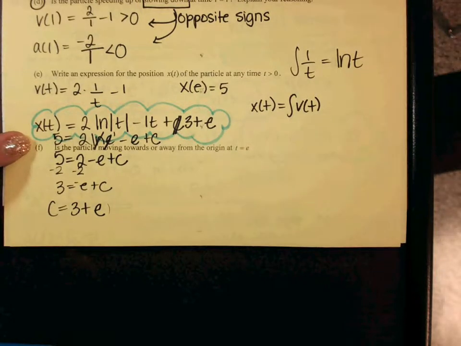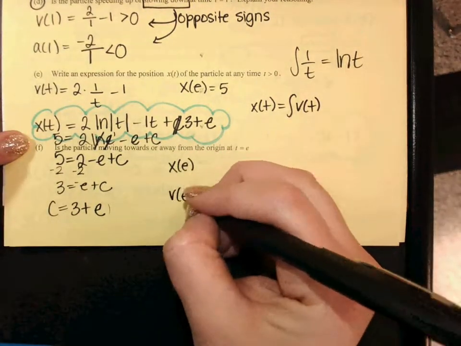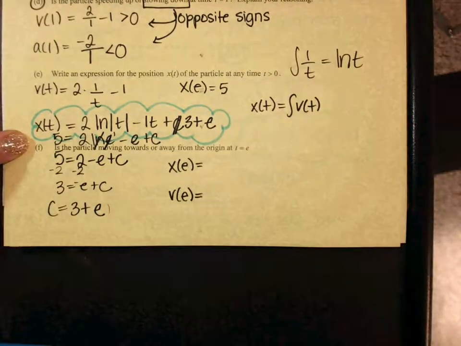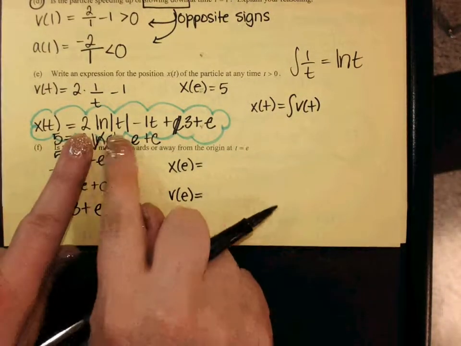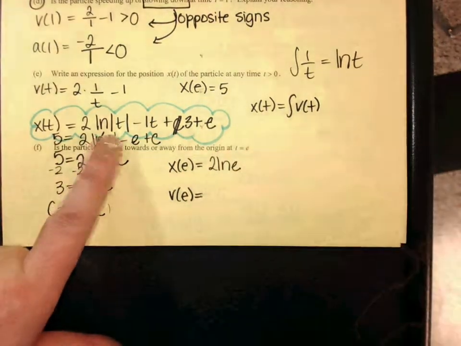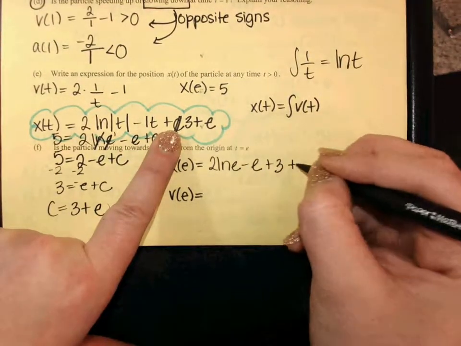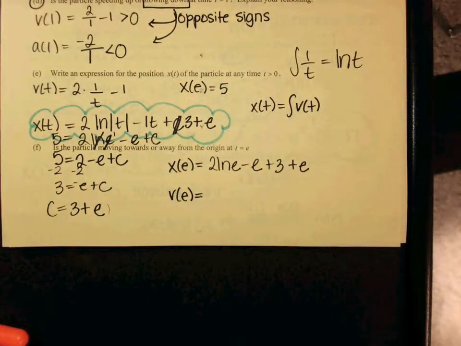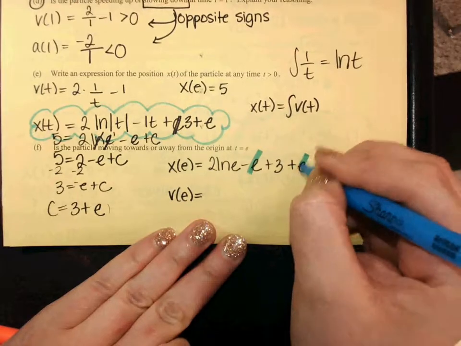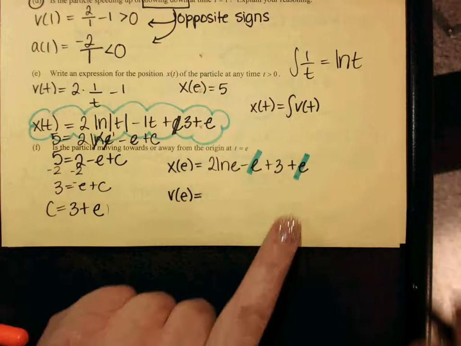What two things are we plugging into? Position and velocity. So I want to know x of e and v of e. Let's do x of e first. We're plugging in right here. That'd be 2 ln e minus e plus 3 plus e. What's going to cross out? The e's are going to cross out, and then you have 2 ln e plus 3. I have two positive things added together. How does it come out?